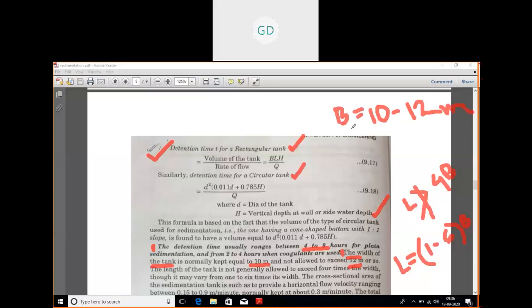The width of the tank, if it is not mentioned in your question, then you can assume the width of the tank to be between 10 to 12 meter. It can be 10, it can be 11, it can be 12. Then the length of the tank is not allowed to exceed, or it cannot be greater than 4 times the width. Suppose the width you are taking to be 11 meter.